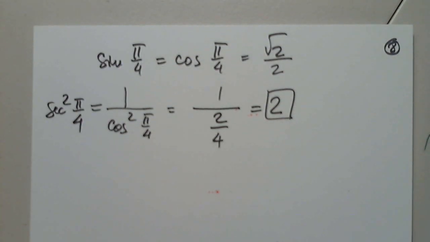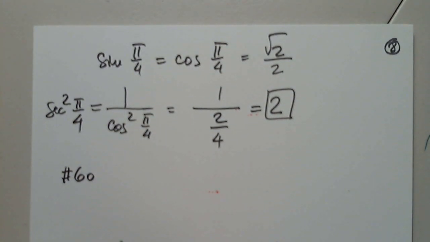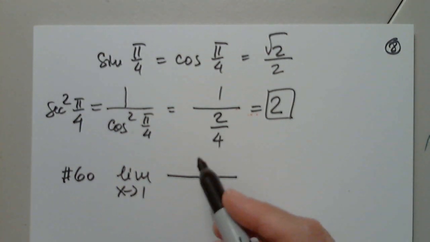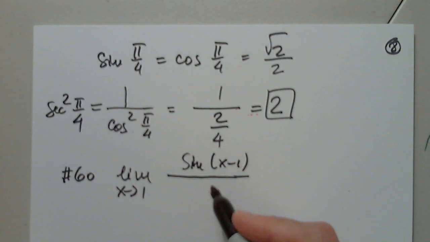Okay, and we decided to look at one more, which was 60. So let's take a look at 60. And that is the limit as x approaches 1 of sine x minus 1 over x squared plus x minus 2.